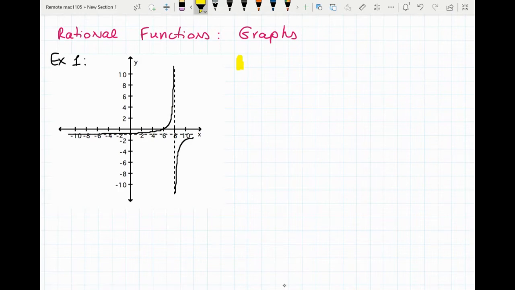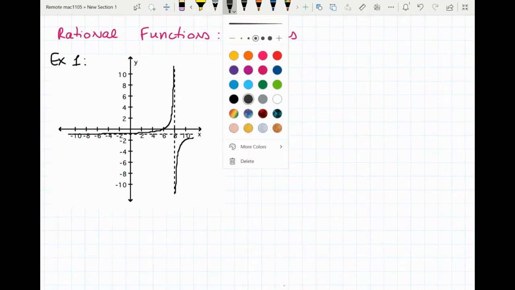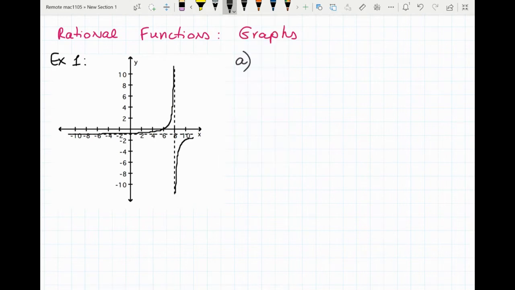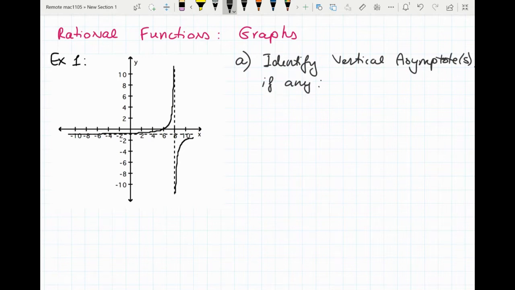So for part A, let's go ahead and identify any vertical asymptotes, if any exist. So as we mentioned, we can see that there is a vertical asymptote over here as a dotted line, right? So here it is over here.